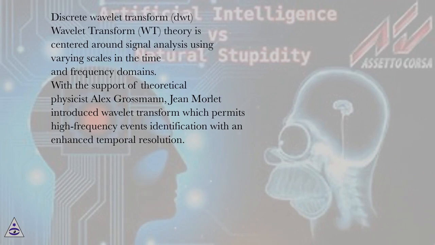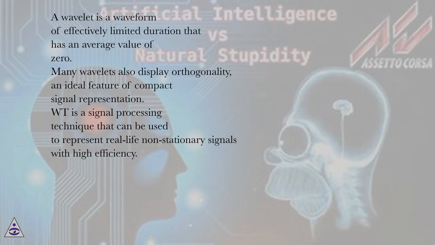Discrete wavelet transform, DWT. Wavelet transform, WT, theory is centered around signal analysis using varying scales in the time and frequency domains. With the support of theoretical physicist Alex Grossman, Jean Morlet introduced the wavelet transform, which permits high-frequency events identification with an enhanced temporal resolution. A wavelet is a waveform of effectively limited duration that has an average value of 0.